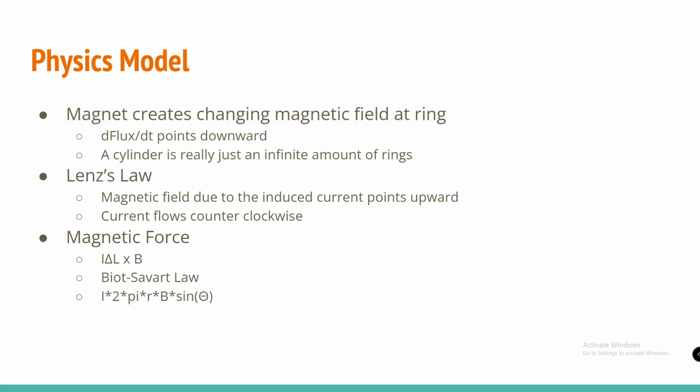It incorporates Lenz's law, which is just the magnetic field due to the induced current pointing upward, and so this shows that for this model the current is flowing counterclockwise. The magnetic force is just I times L cross B, and you can find B through the Biot-Savart law, and then it can be derived down to the current times 2 times pi times r times B times sine theta, which is that I times L cross B.